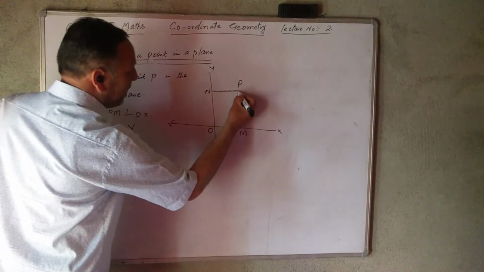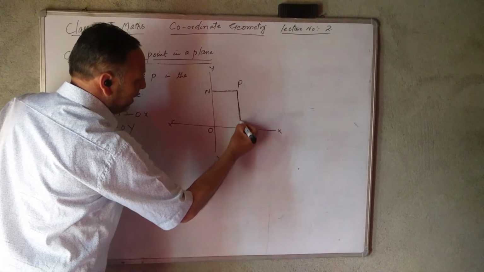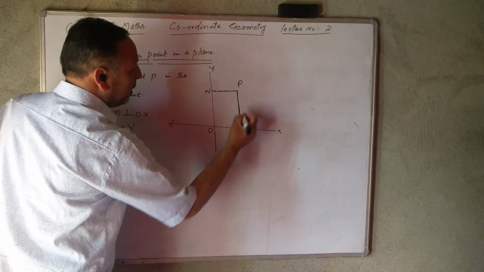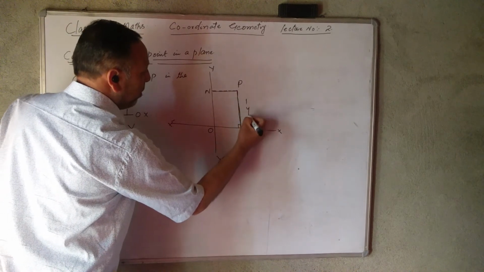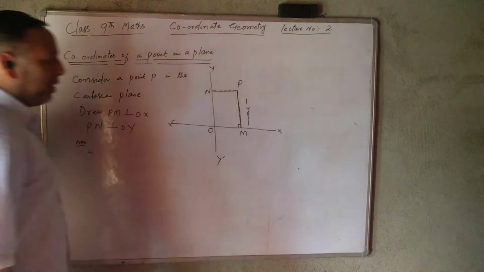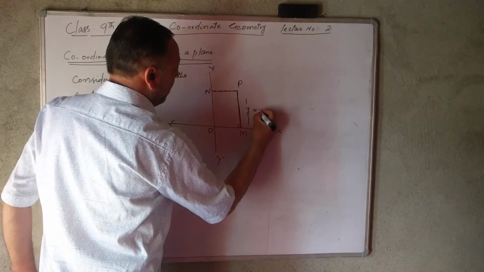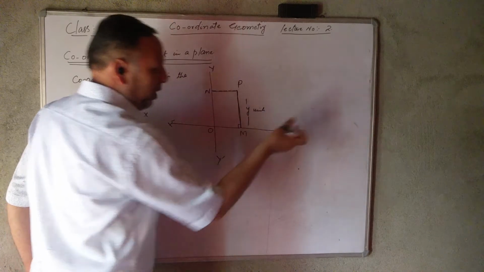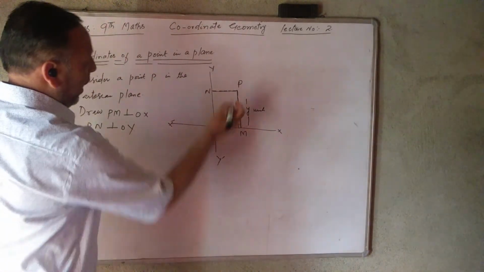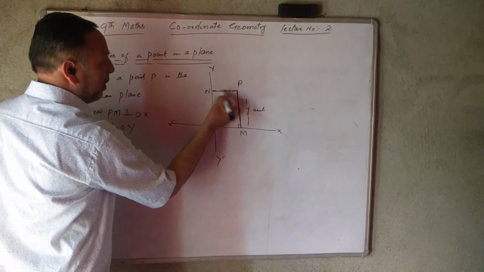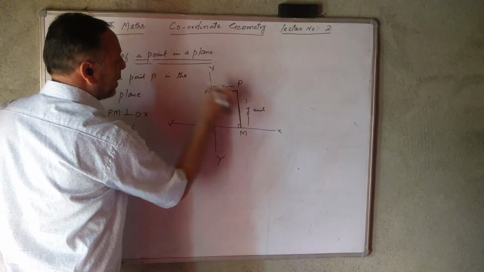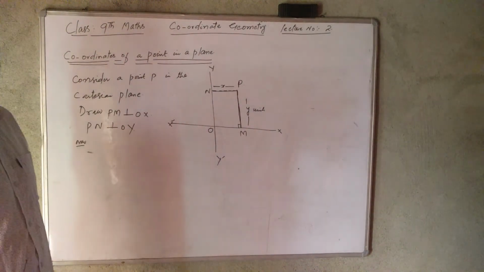Now, you measure the distance PM. Let this distance be Y, in units. Unit can be centimeter, it can be meter. And measure the distance PN. Let this distance be X.